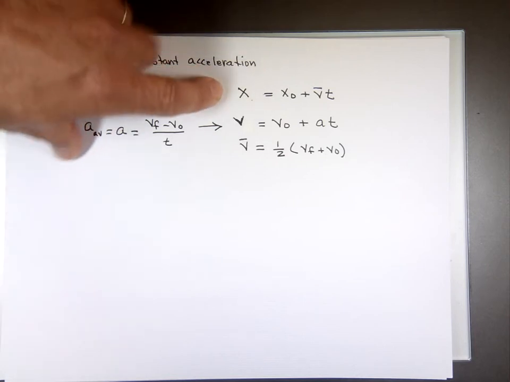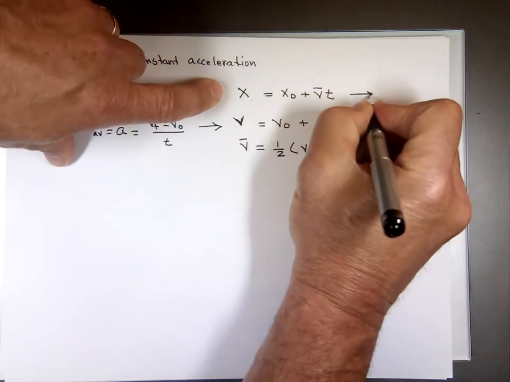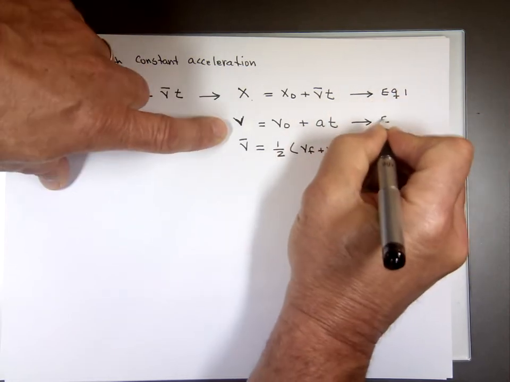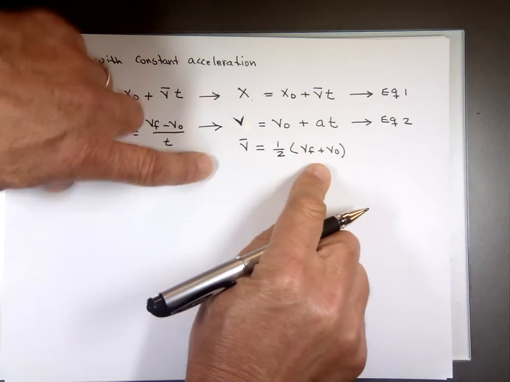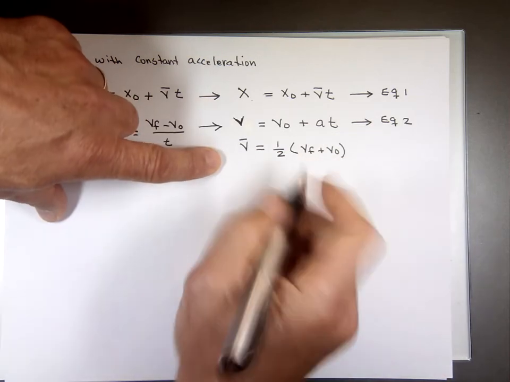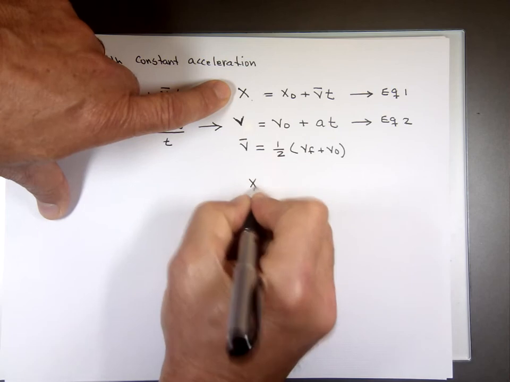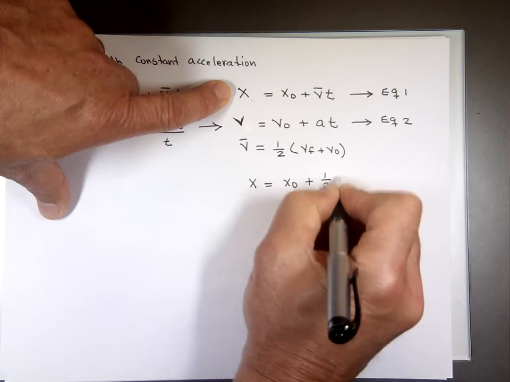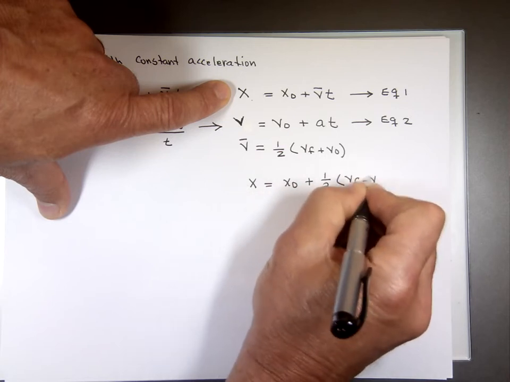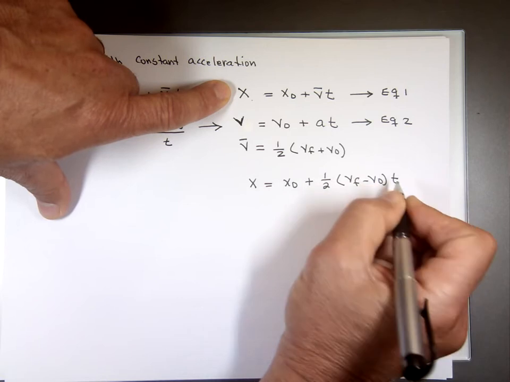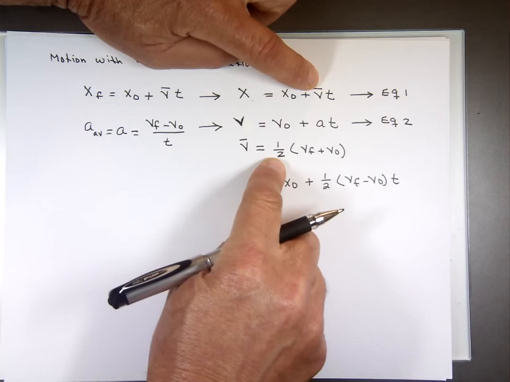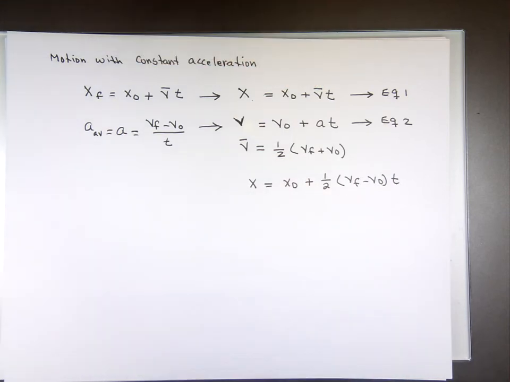If I number these equations, this is equation 1, EQ1. This is equation 2, EQ2. I'm not going to count this as an equation. So I can take equation 1 now and rewrite that as x0 plus 1/2 (v final minus v initial) times t. I'm taking equation 1, combining that with this, just replacing v final with this, and you end up with that equation, if I need it.